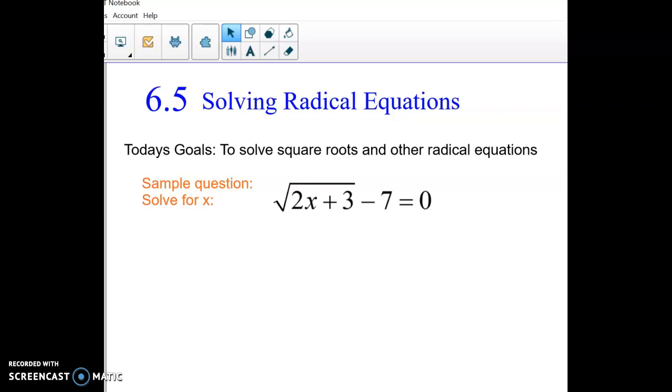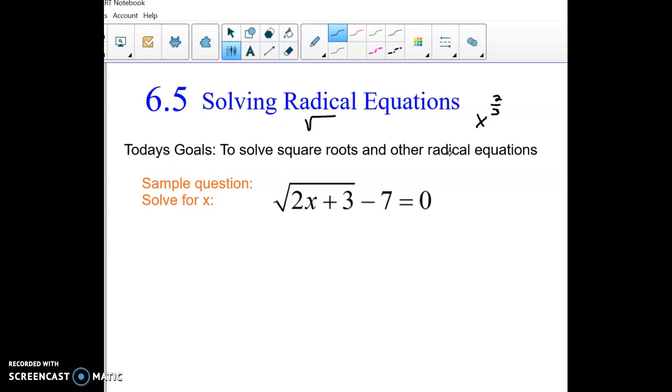All right, welcome to 6.5, part 1. We're going to start solving. So we've been doing these radicals, which if you forget that word, it just means check mark. So we're going to start solving radical equations in this lesson. And we're also going to have rational exponent ones. So that's why it says other radical equations or rational exponent ones. So we're just going to dive in.